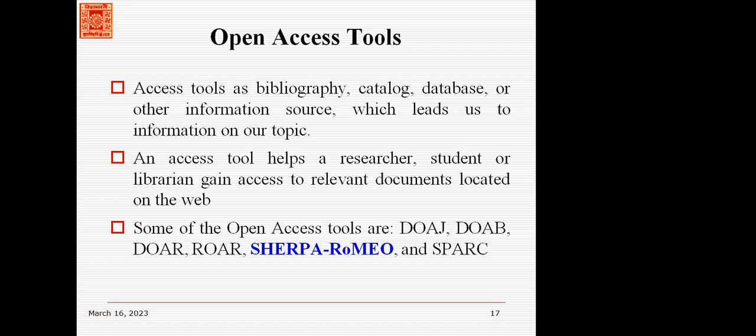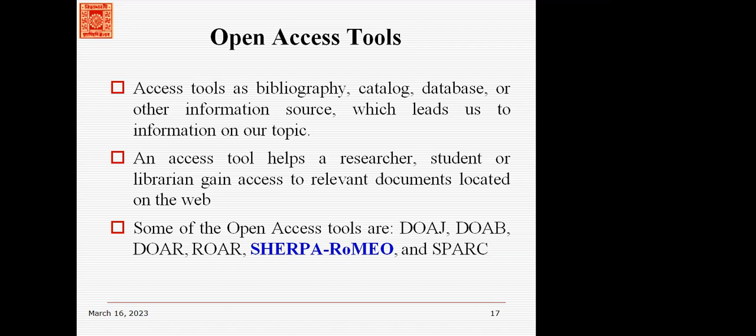And now open access tools. Access tools are very important tools that help us to locate a particular piece of information from different types of information sources. We have a lot of information in our society, thousands and thousands, millions and millions of pieces of information available on the web. So being a research scholar, it is a very difficult task to find particular information for our research purpose.